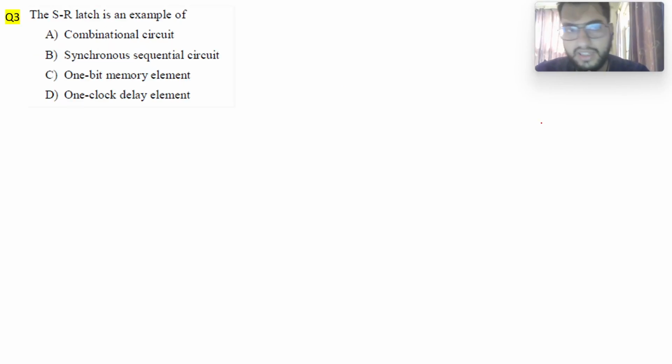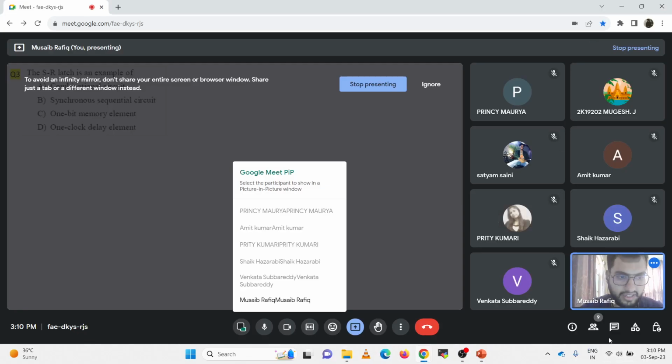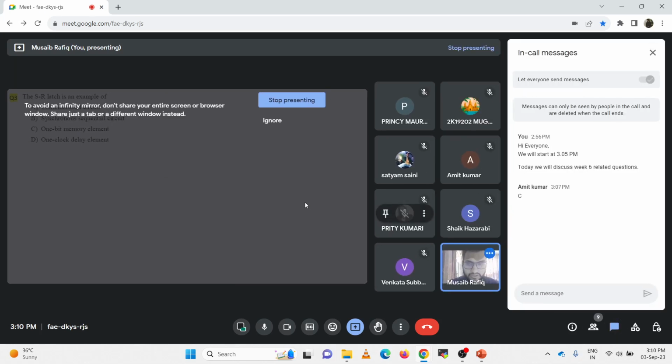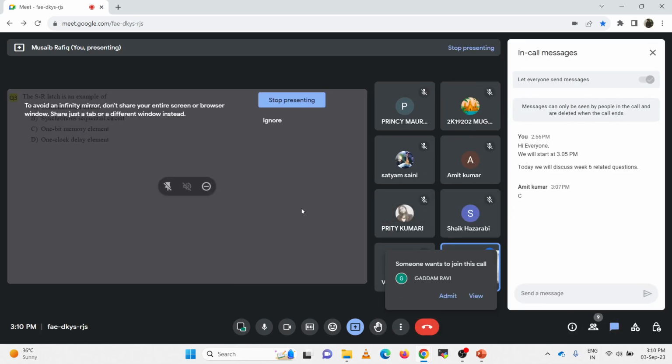Now question number 3, I would like you guys to answer this first, then I will discuss it. This SR latch is an example of: A, a combinational circuit; B, a synchronous sequential circuit; C, a 1-bit memory element; D, a 1 clock delay element. So an SR latch is an example of what? You can type in your answers and then we can discuss it.